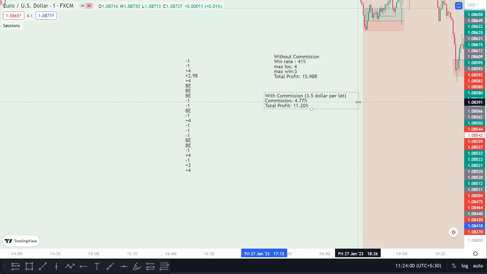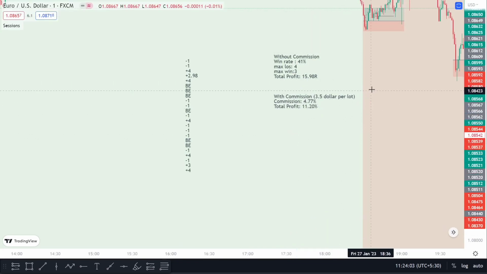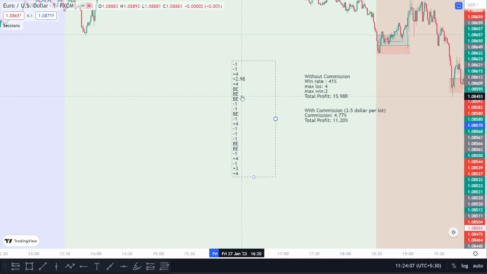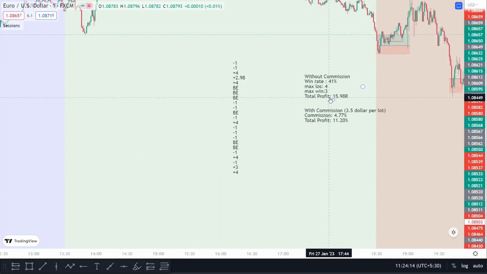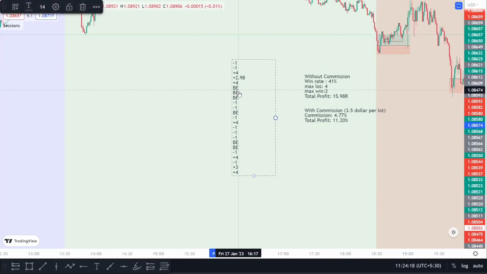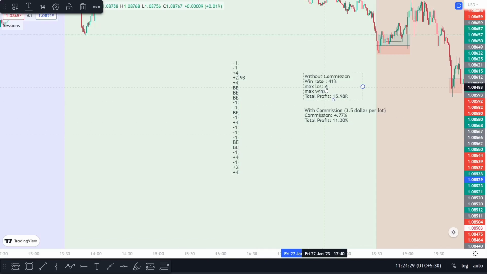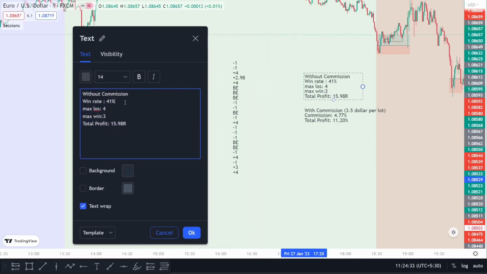So this is pretty much the statistics for our trades for this week, according to our strategy. Now if we include the break even as a profitable trade, then 1, 2, 3, 4, 5, 6. Our win rate, including break even, will be something like 56%.